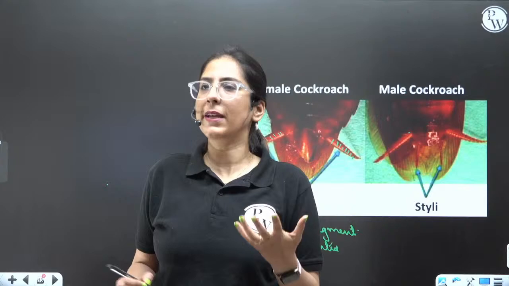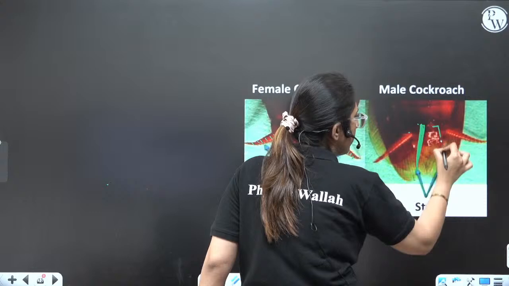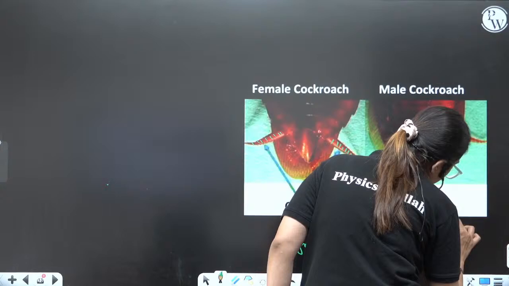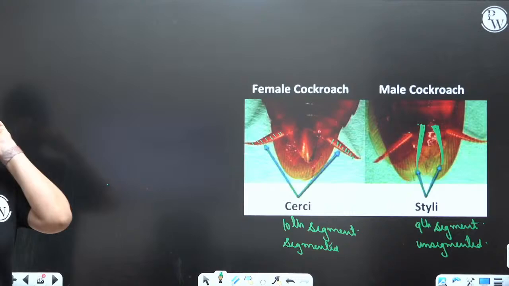But in case of male cockroaches, you know who is famous for style? You know, boys, they love style. So here also they are having style. In case of male, at the ninth segment, there is an unsegmented structure present which is termed as anal style. So by looking at the cockroach externally, you can easily identify. Where are these present? They are present at the ninth segment, and this is the one which is unsegmented. Their function is they help in copulation. Male and female cockroaches, this is the difference. Very important question: what is the difference between a male and a female cockroach?